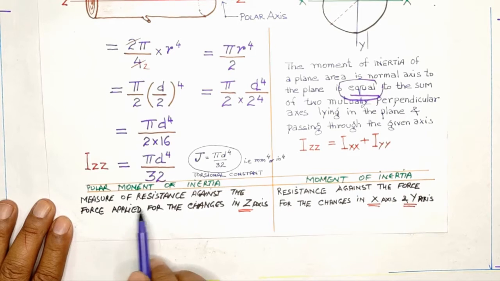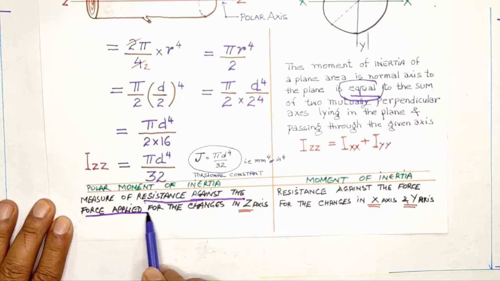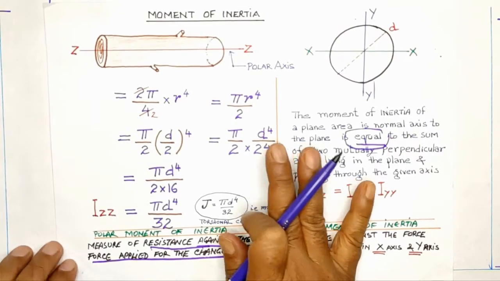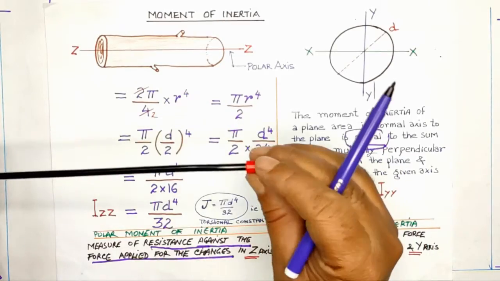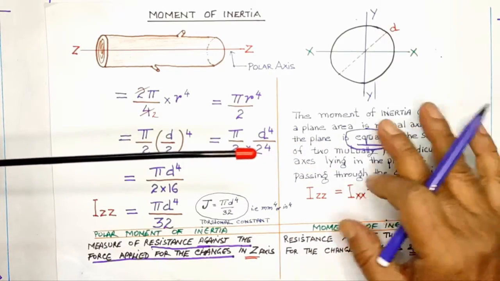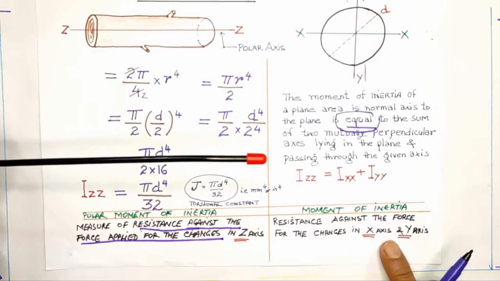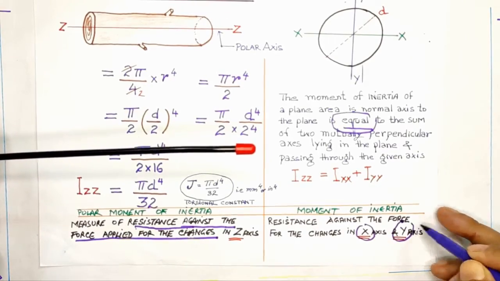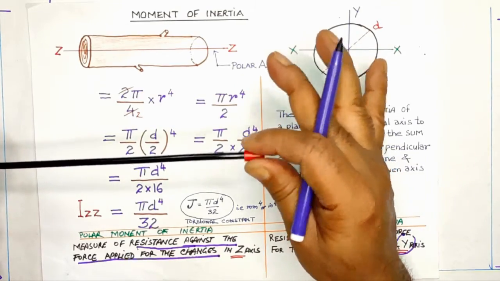Again, I'll repeat that polar moment of inertia is the measure of resistance against the force applied for the changes in the z-axis. So this is the measure of the resistance against the force applied on the changes, suppose on the z-axis, whatever the changes come here. And this moment of inertia is resistance against the force applied to the changes in the x and y axis. We'll take the x and y axis, these two. What is the change in x? Like we are having a torsional change.